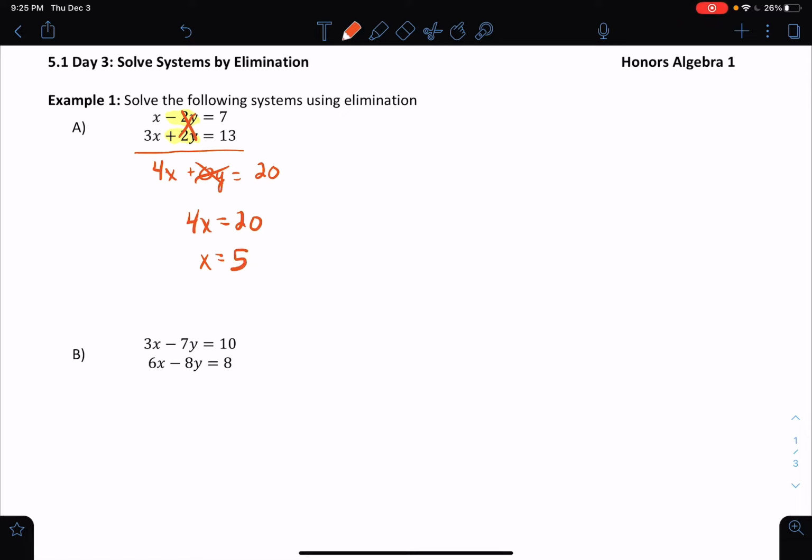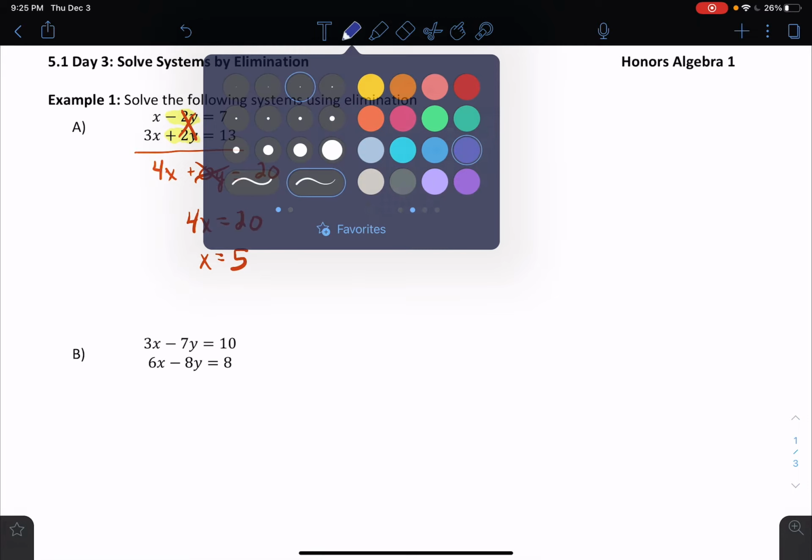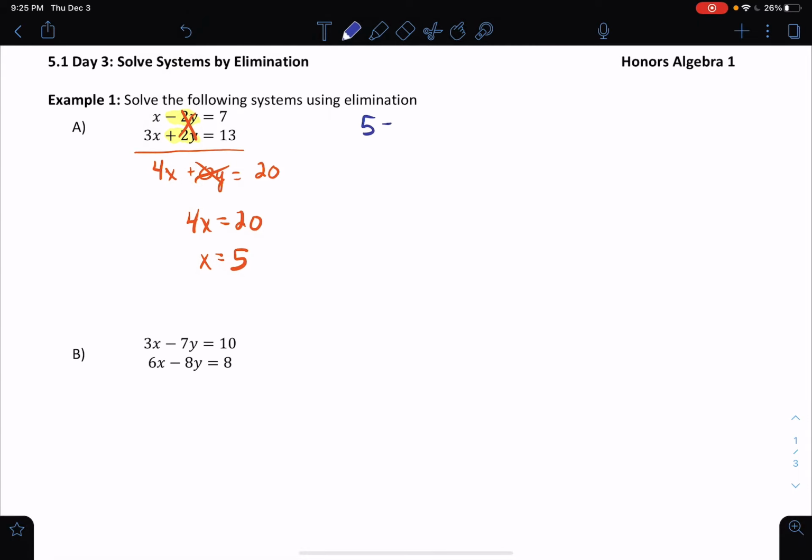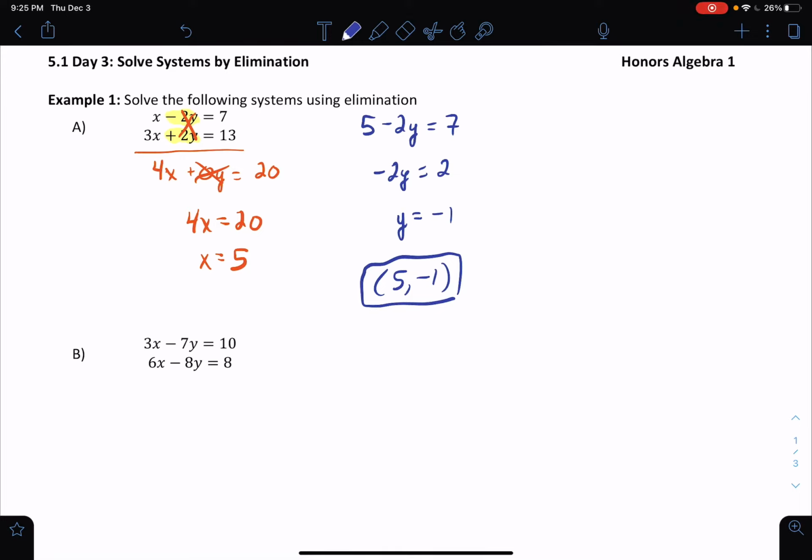Now I'm going to take that 5 and plug it back in for x into either equation so that I can solve for y. So I'm going to plug it in the top. So I got 5 minus 2y equals 7. I'm going to subtract 5 from both sides. So I got negative 2y equals 2. Divide both sides by negative 2, I'll get y equals negative 1. So the ordered pair, the solution here, the intersection point of these two lines is 5, negative 1.